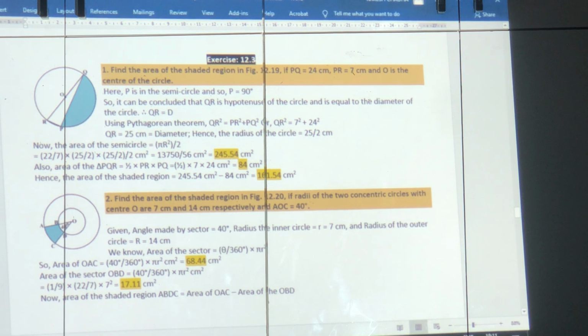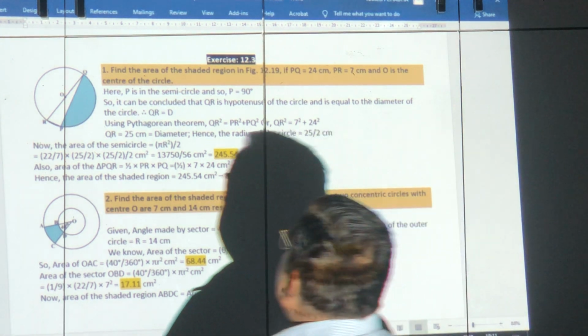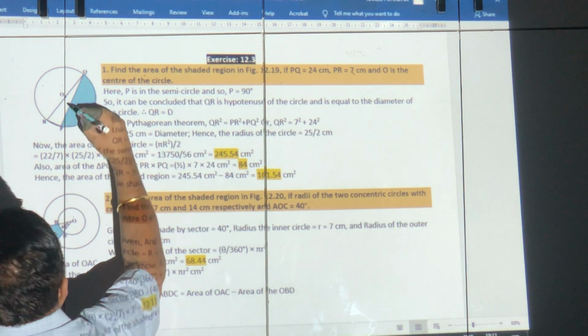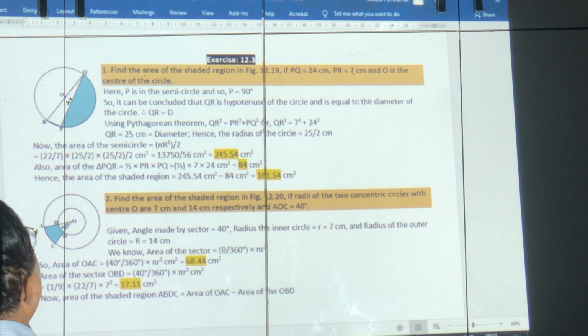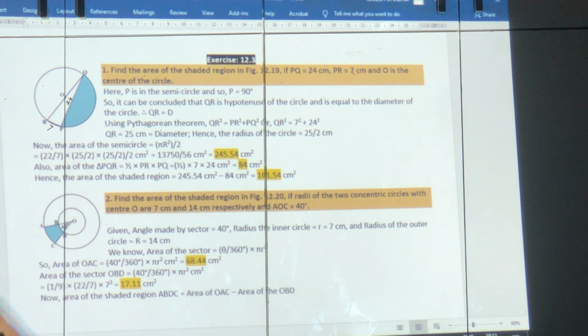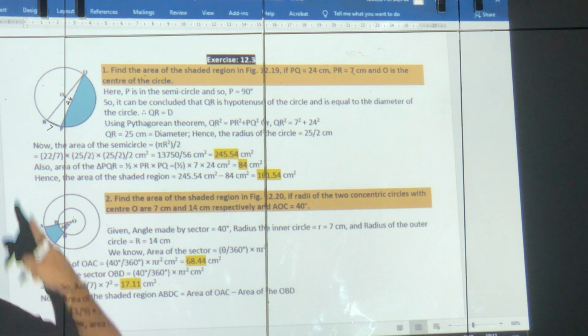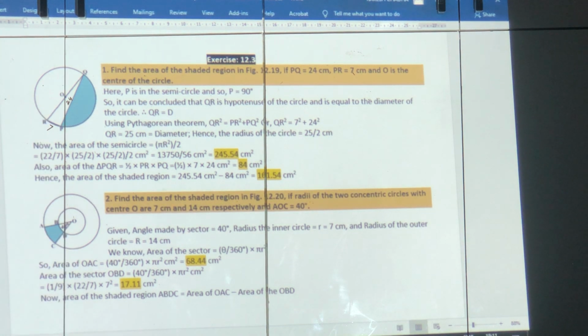Let us look at 12.3. You see, my friend, you are feeling we are not hurrying up. The sums are very simple. Find the area of the shaded region. Now they have given us PQ is 24 and PR is 7. This is 7, my friends. And O is the center of the circle. So this is supposed to be the diameter.